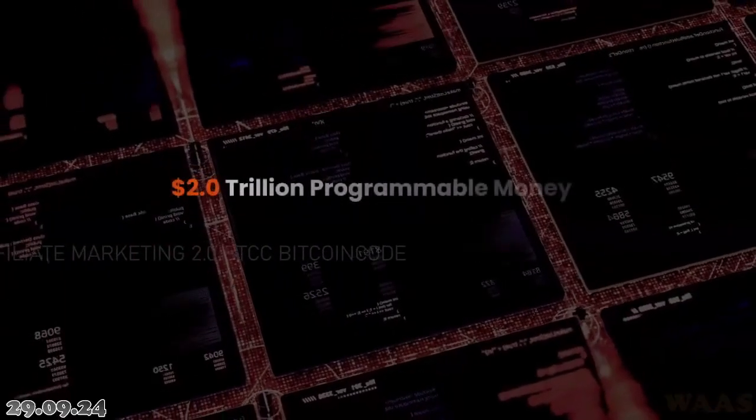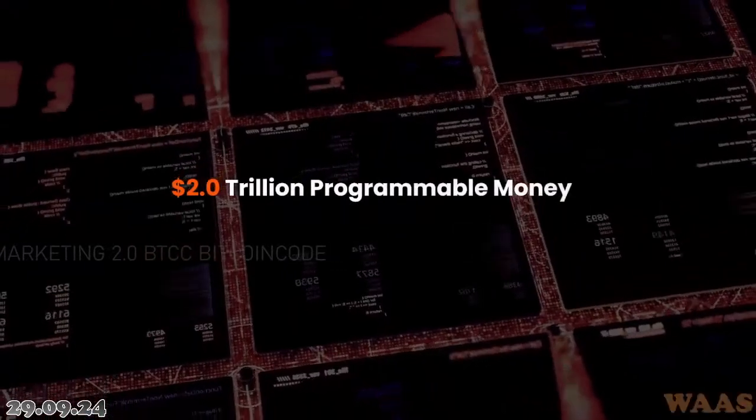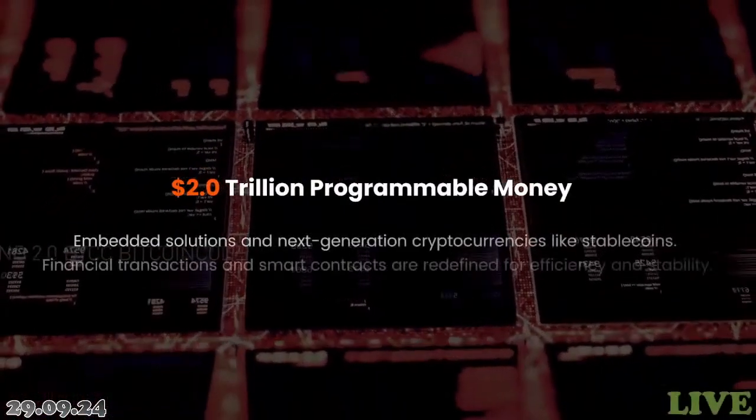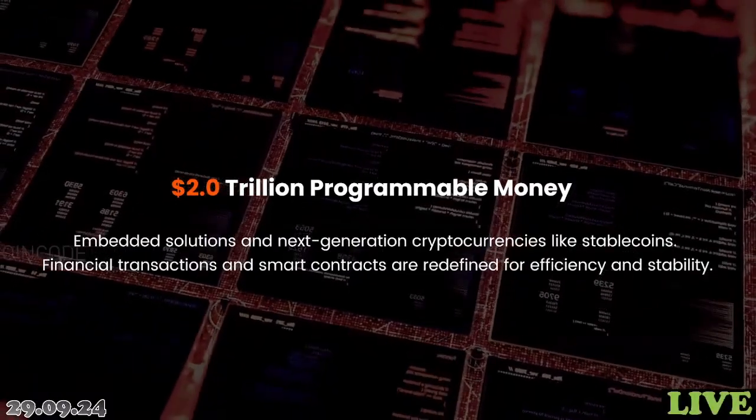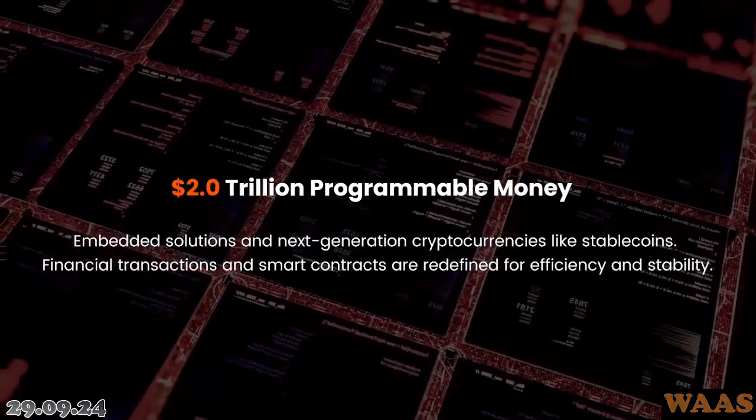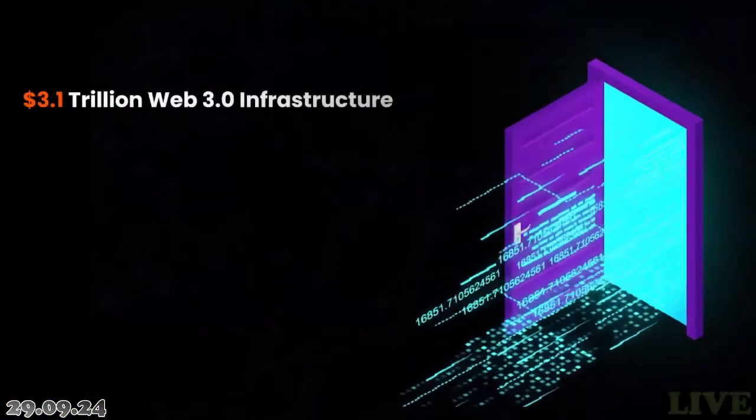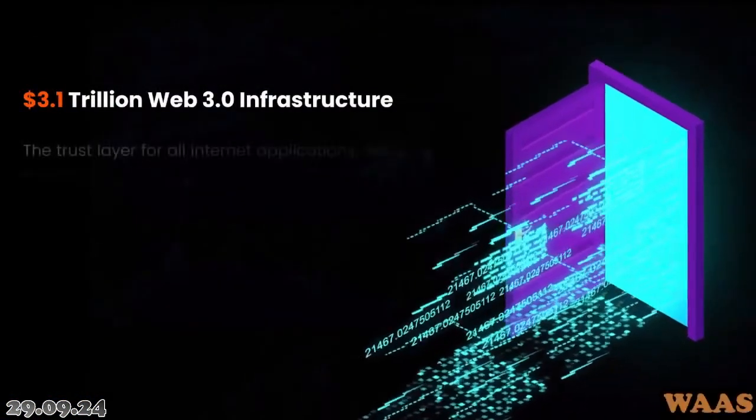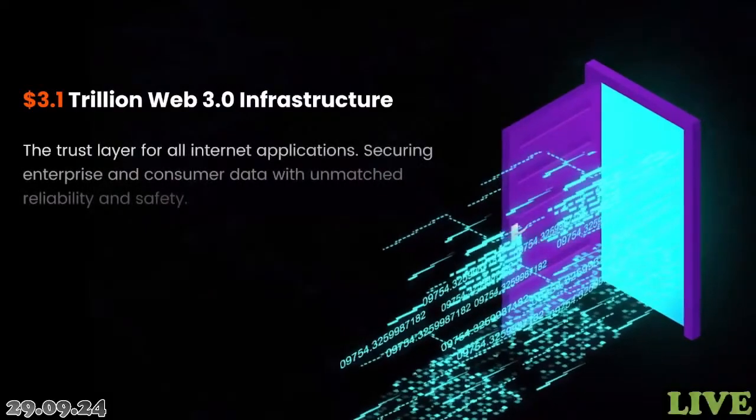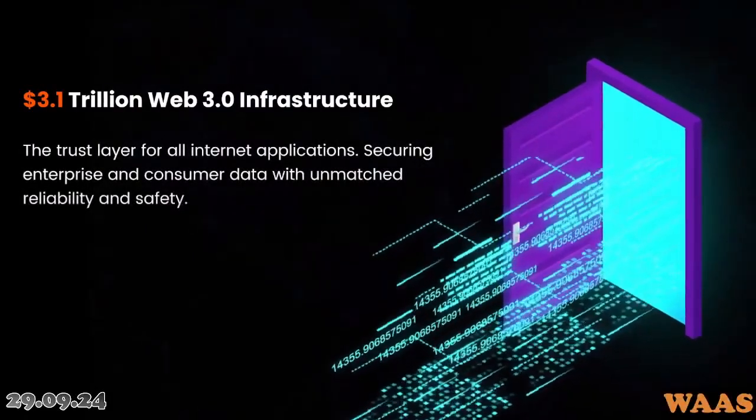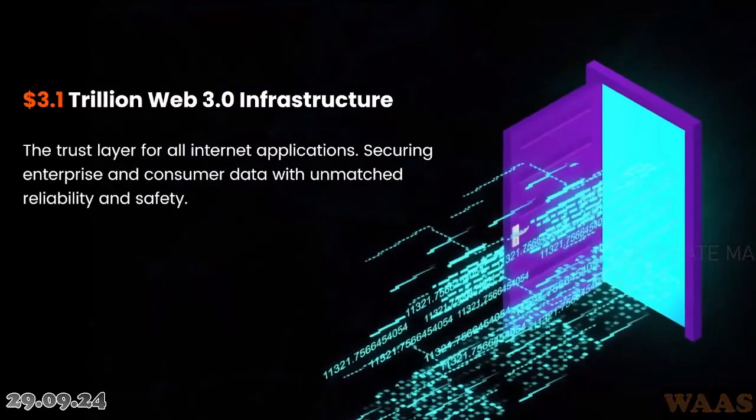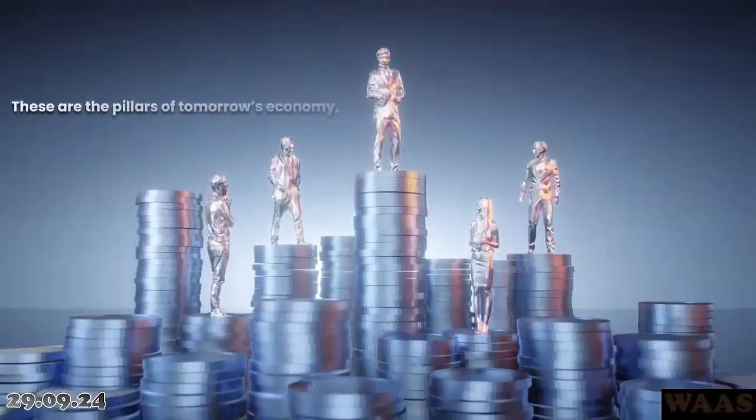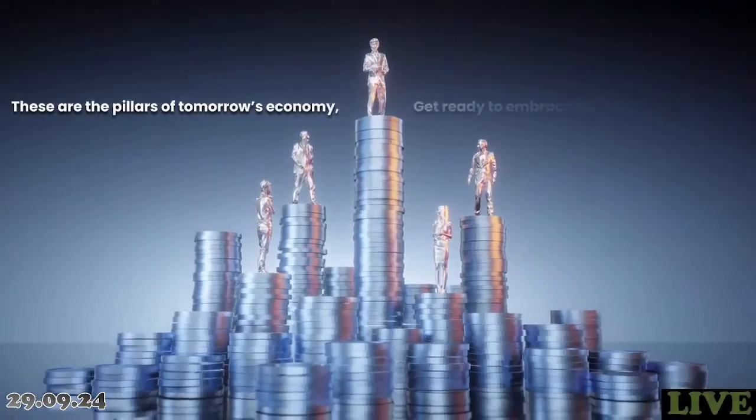$2.0 trillion programmable money. Embedded solutions and next-generation cryptocurrencies like stablecoins. Financial transactions and smart contracts are redefined for efficiency and stability. $3.1 trillion Web 3.0 infrastructure. The trust layer for all Internet applications. Securing enterprise and consumer data with unmatched reliability and safety. These are the pillars of tomorrow's economy. Get ready to embrace the future of value.